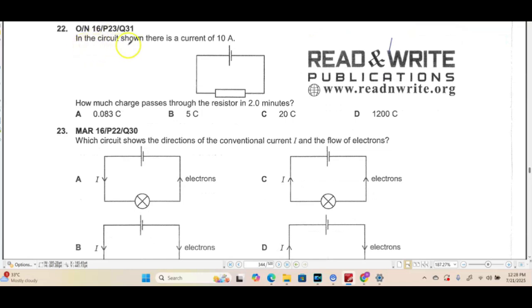Question number 22. In the circuit shown, there is a current of 10 amperes. How much charge passes through the resistor in 2 minutes? We have time, we have current. So we are going to simply find 2 into 60, since the time is in minutes, so we have to convert it as well. So we have a charge of 1200 coulombs. So D is our correct option.